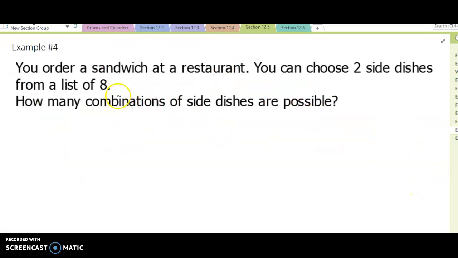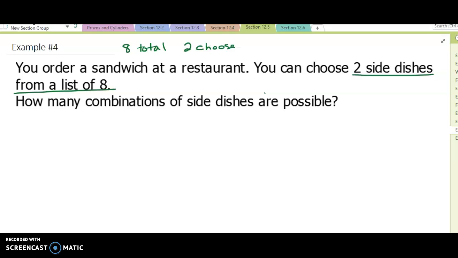All right, so let's look at example 4 now. It says you order a sandwich at a restaurant and you can choose from 2 side dishes from a list of 8. Okay, so there's 8 total, and you choose 2. Okay, so now the question is, is this a combination or is it a permutation? In other words, does it matter?